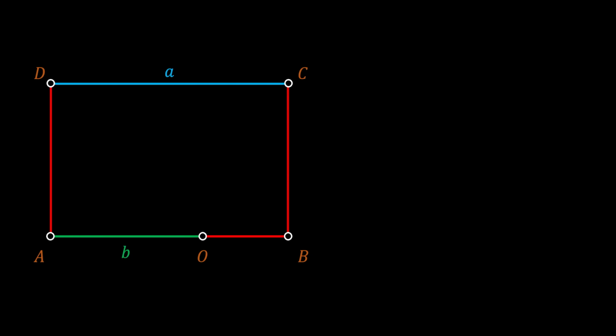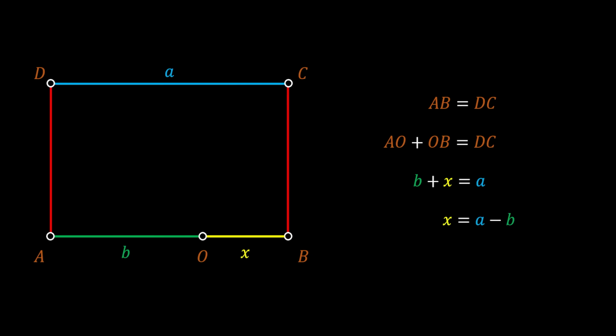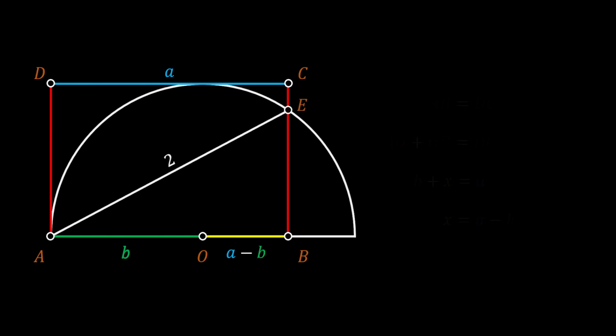Now, if we clear the image a little bit and say that the length OB is equal to x, we can clearly see that lines AB and DC have the same length because they are both bases of our rectangle. That means that the combined lengths of the lines AO and OB must be equal to the line DC. Now let's substitute our values from the image and we will get the following. From here we can conclude that x is equal to the difference between the base and the height of our rectangle. Now let's go back to our sketch.